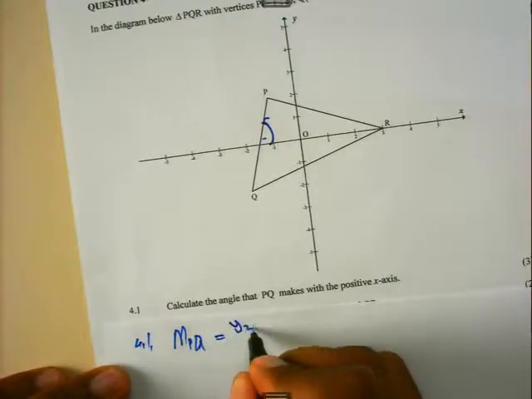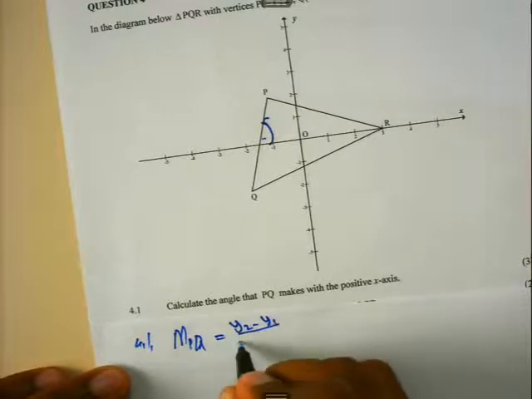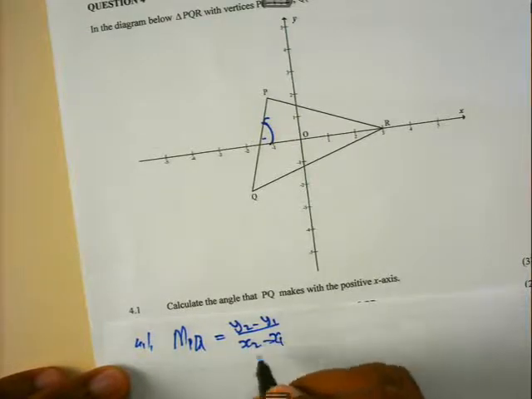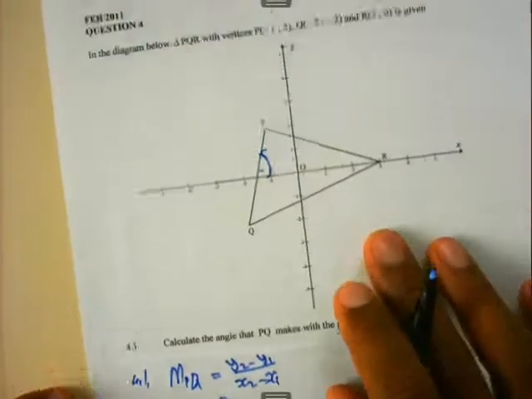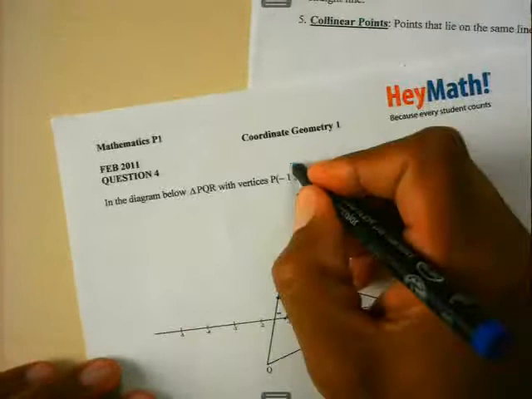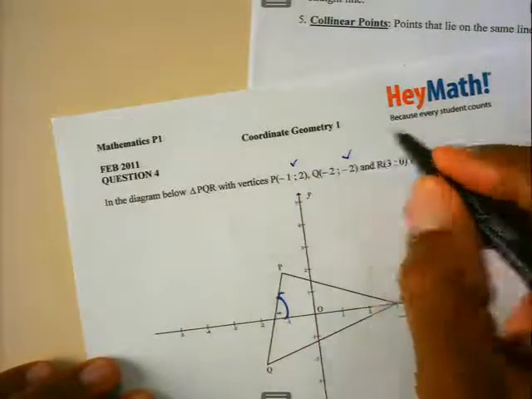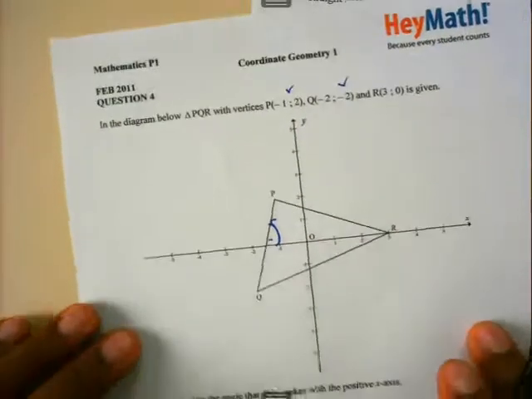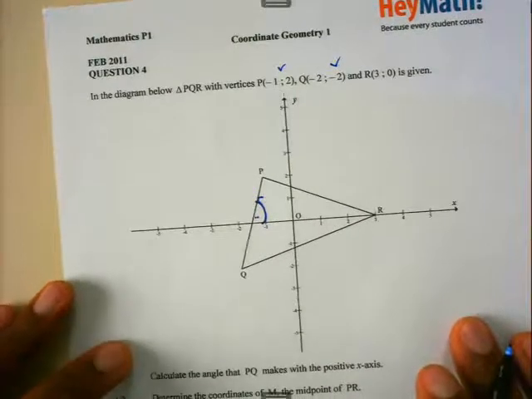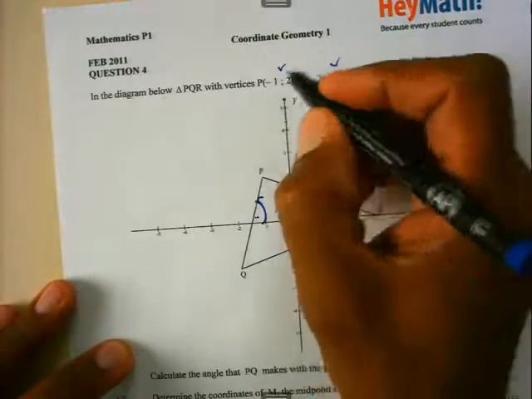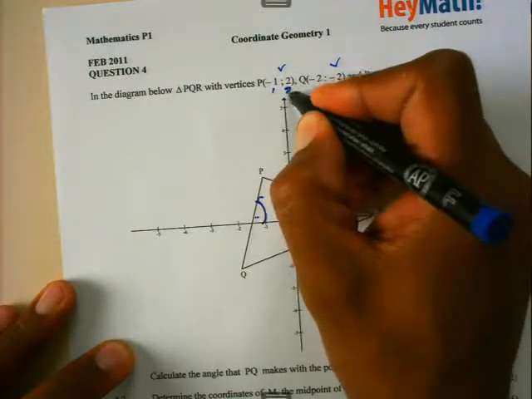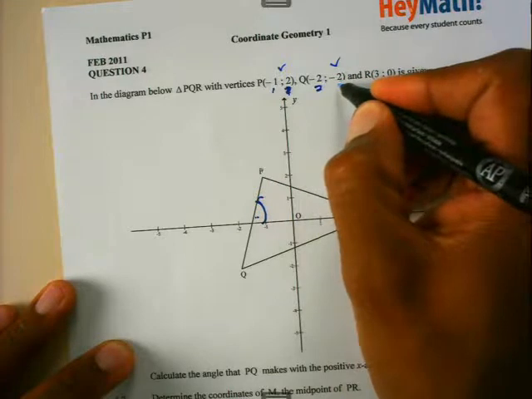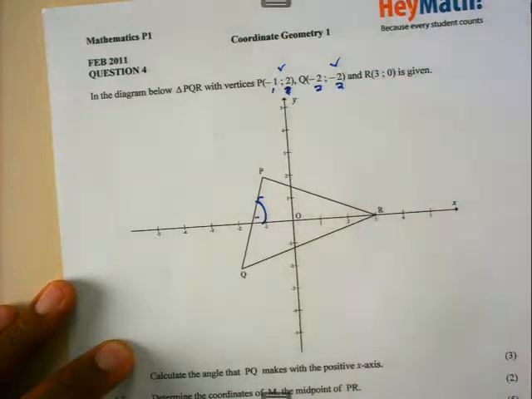That is, of course, y2 minus y1 over x2 minus x1. Good. Now, we are going to use P as well as Q. Right, from this one, I can say this is x1, y1, and then x2, y2.